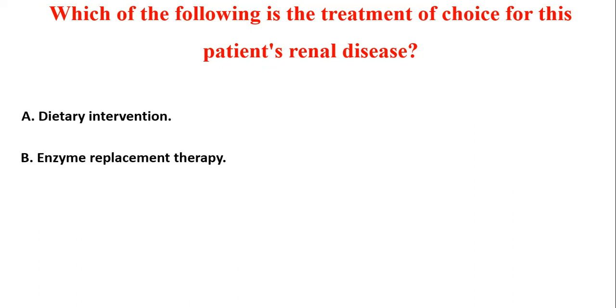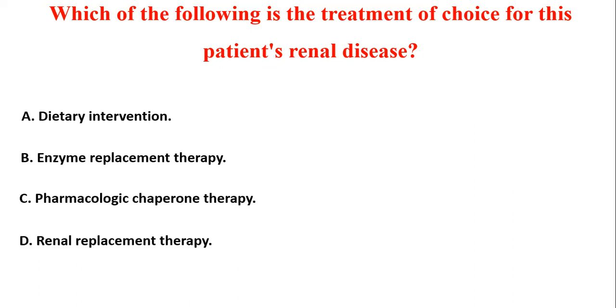And now here is a question. Which of the following is the treatment of choice for this patient's renal disease? Dietary intervention, enzyme replacement therapy, pharmacological chaperone therapy, renal replacement therapy, or renal transplantation?